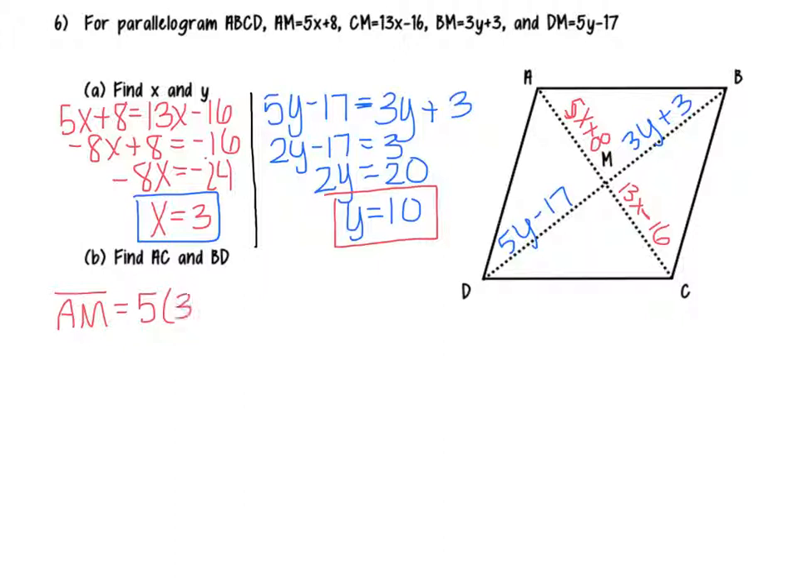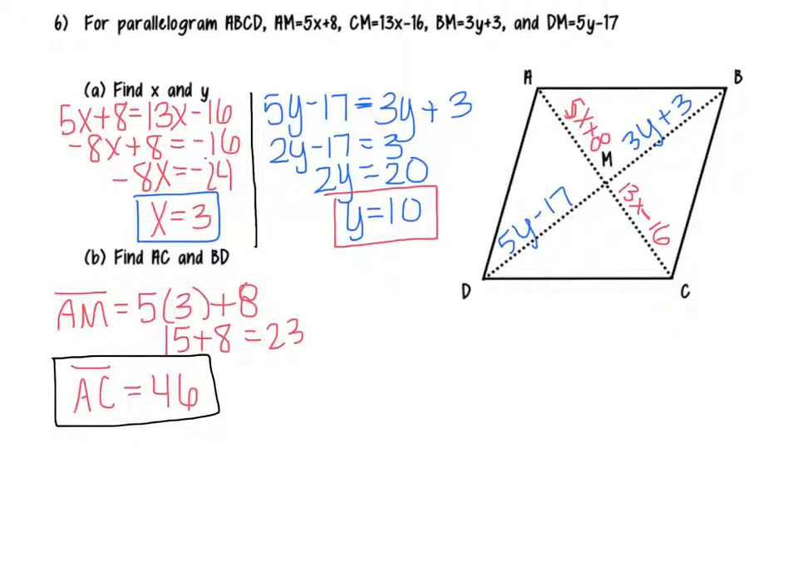So 5 times 3 plus 8. That's 15 plus 8, which is equal to 23. So AM is 23. AC is that entire length. So if this is 23, then this also has to be 23. So if I take 23 and I double it, that gives me 46. All right, so AC is 46.